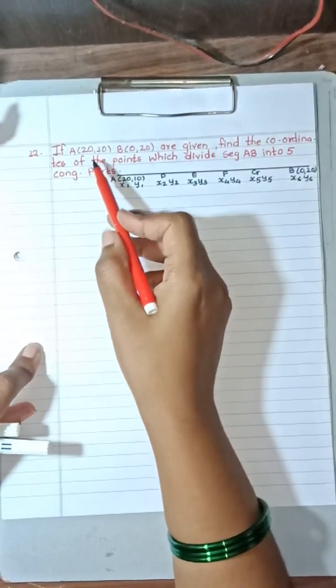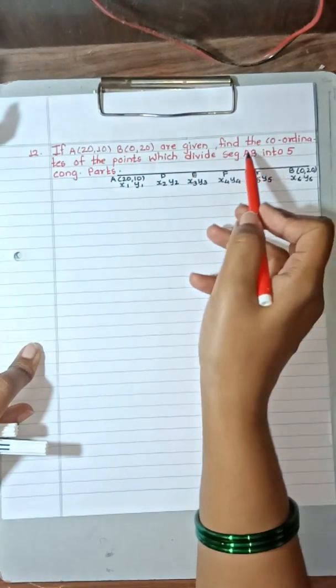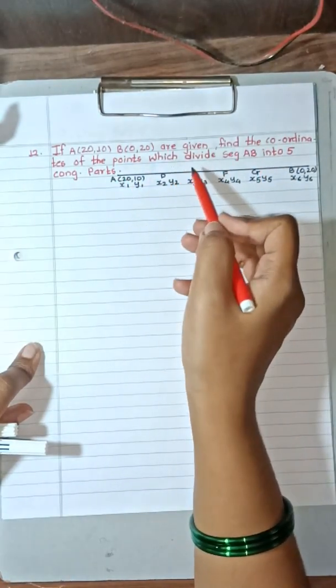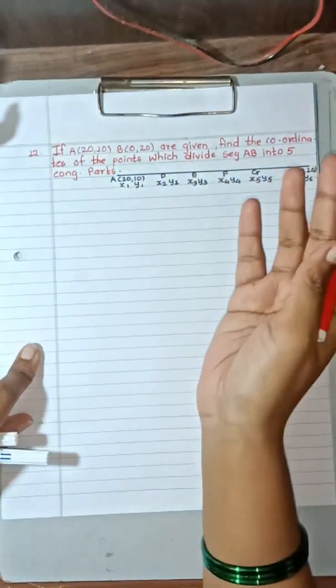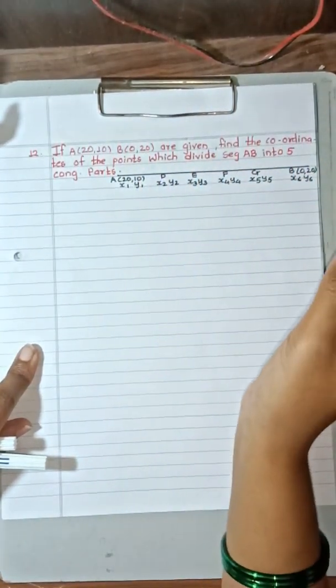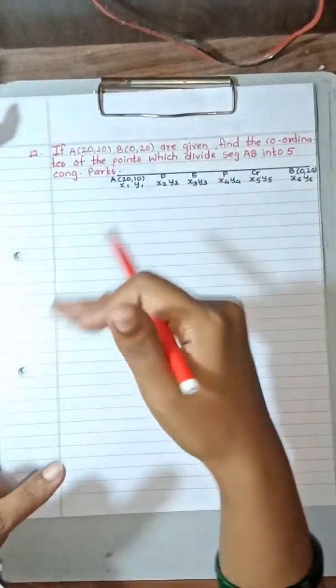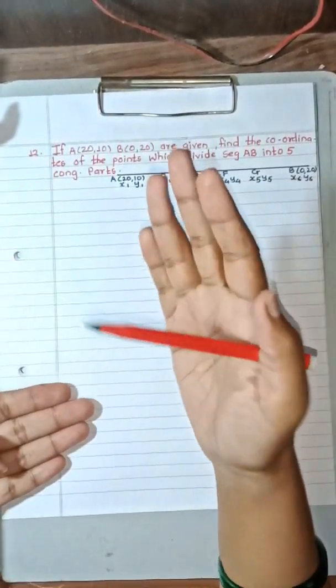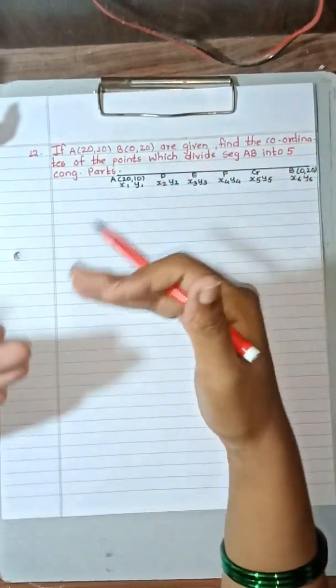Now let us move on towards question number 12. So in question number 12, if A 20 10, B 0 20 are given, find the coordinates of points which divide the segment AB into 5 congruent parts. Congruent parts means the same, that is equal parts. Now previously it was given trisect, means 3 equal parts. In the 11th question it was given in 4 equal parts, and now they are given into 5 equal parts. The procedure is going to be the same.